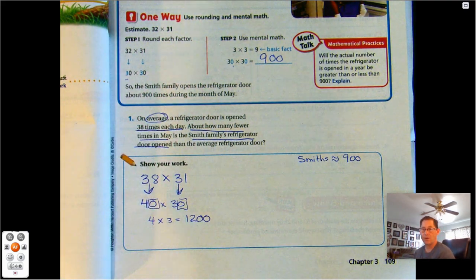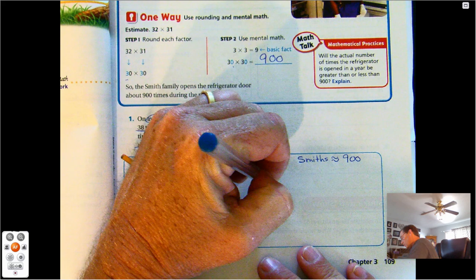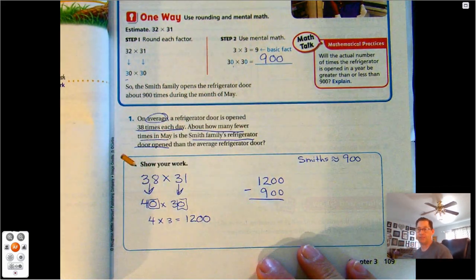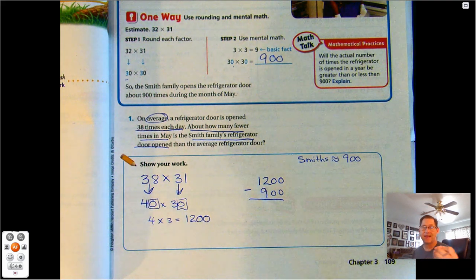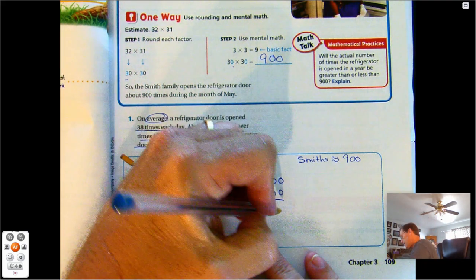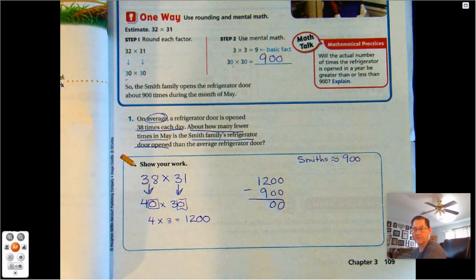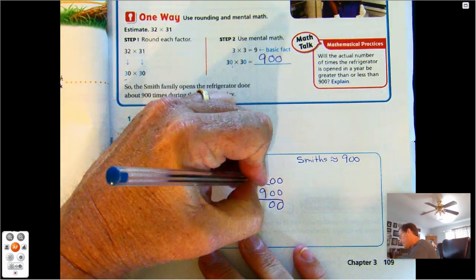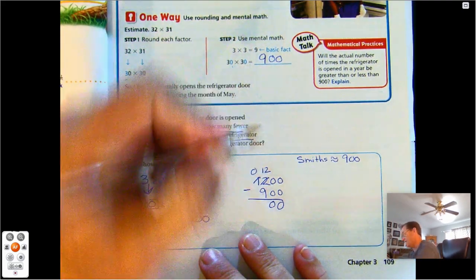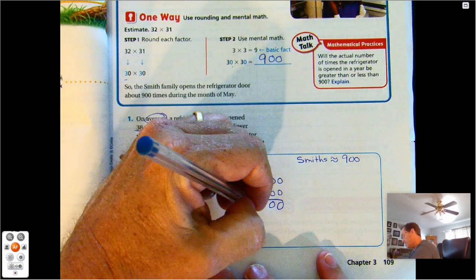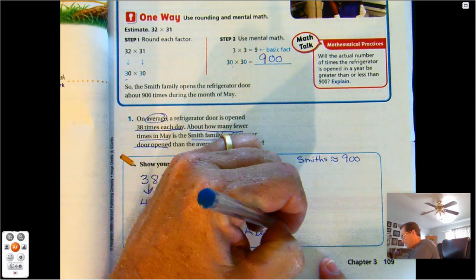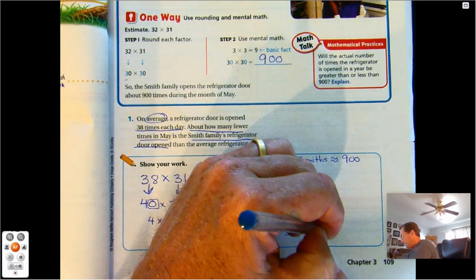All right, so the typical door is opened 1,200 times. The Smith's door was opened 900 times. So we need to subtract because it asks us how many fewer times. So we know that 0 take away 0 is 0. So we're going to do that for both the ones and the tens. I can't take 9 tens from 2 tens. So I'm going to regroup the 1,000 as 10 hundreds. So now I have 12 hundreds, and 12 hundreds take away 9 hundreds is 300. So about 300 times fewer.